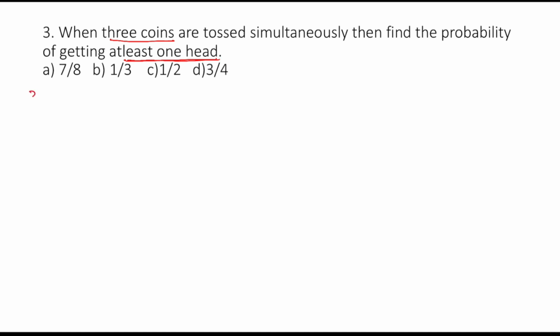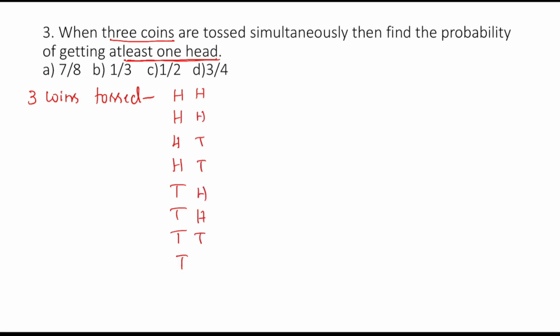When three coins are tossed, what are the possible outcomes we can get? Always write like this: 4 heads, 4 tails. We will get 8 outcomes. Four heads, four tails. Then the next line is 2 heads, 2 tails.